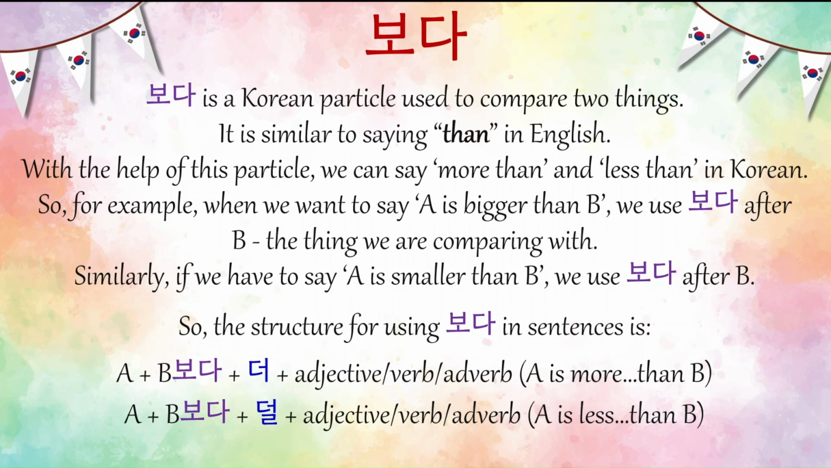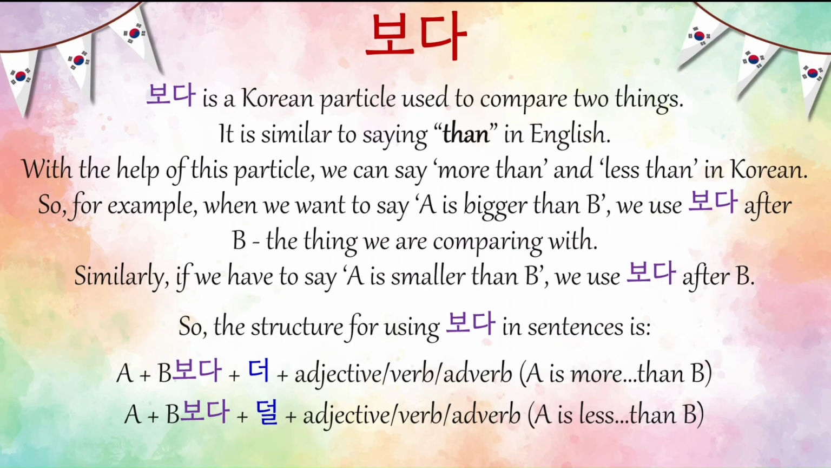Okay? So, for example, when we want to say A is bigger than B, suppose A and B are two nouns, we use 보다 after B, the thing we are comparing with. Here we are comparing A with B, so we place 보다 after B. Similarly, if we have to say A is smaller than B, again we use 보다 after B, the thing we are comparing with.